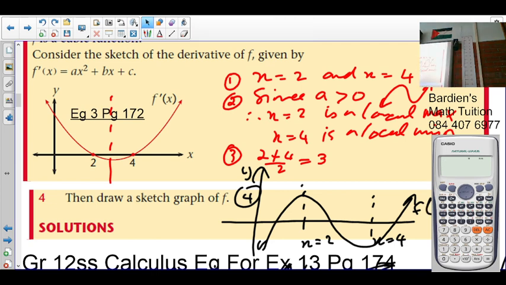People, for homework, I would like you to do exercise 13, number 1, 2, 3, 4 and 5. This deals with what we have covered in this lesson.